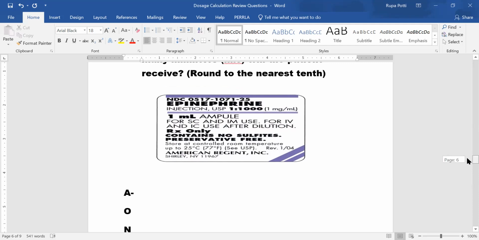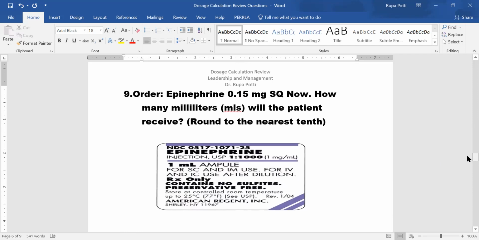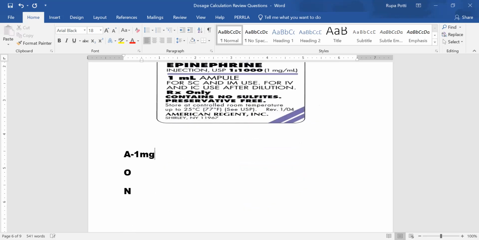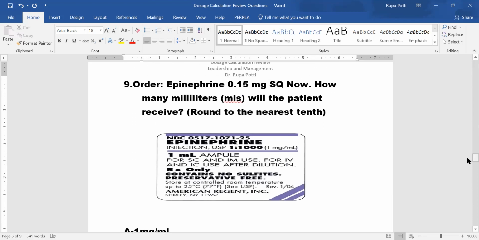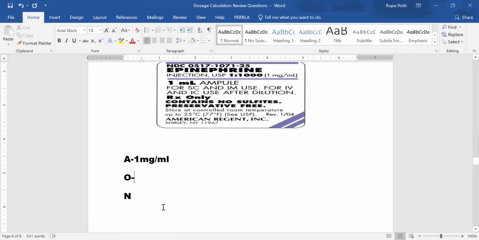So when you're looking at this problem, what is it that you have available? Sometimes it will be given in the problem, as I was saying, but sometimes you have to derive the number out of this image that is given to you. As you look at these numbers, it says 1 milligram per ml. So this is what is available for you, and that is what you're going to write here. So what you have available is 1 milligram per ml. And what is your order? Your order is 0.5 milligrams sub-Q now. So that is what you're going to be giving.